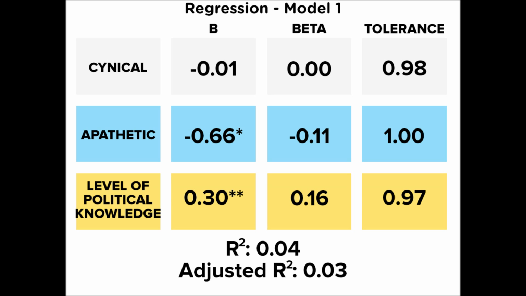By B-values, we see that being apathetic lowers your political participation by more than half a category. By beta values, we see that level of political knowledge has the biggest effect on political participation. The more you understand the issues and your influence in the system, the more likely you are to participate. The R-square shows that this model explains 4% of the variation, lowered by the insignificance of being cynical.